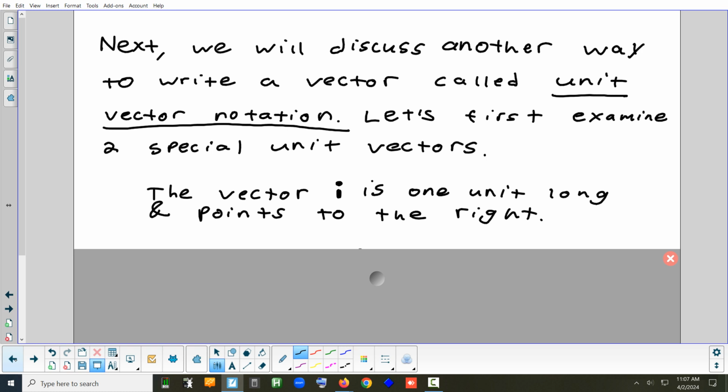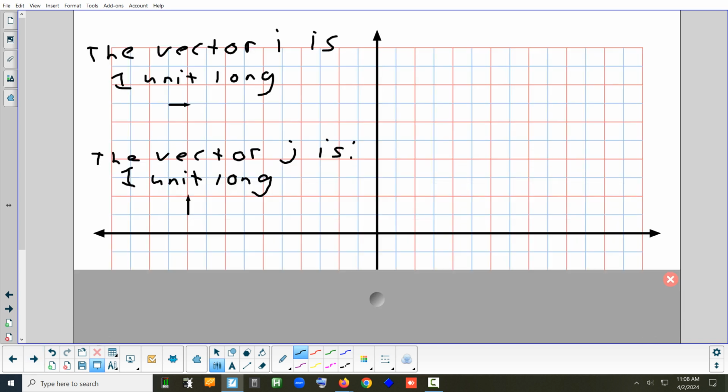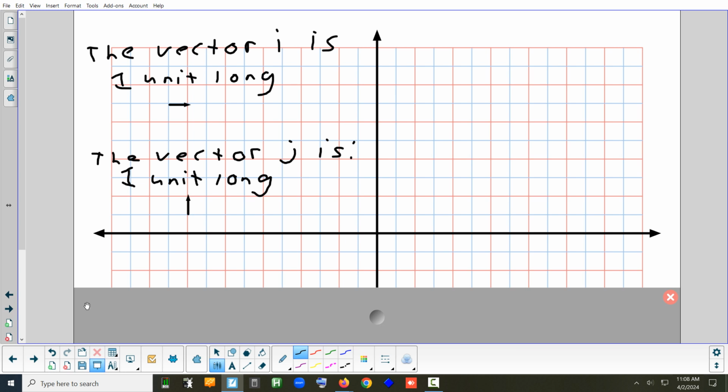And there's one other special vector, and that one is j. If you see a bold j, that is defined to be a unit vector that points up. So i and j are two letters you can't use when you're naming vectors because they mean something else. So j is a unit vector and it points up. That's a picture of what j looks like. It's a unit vector pointing up.